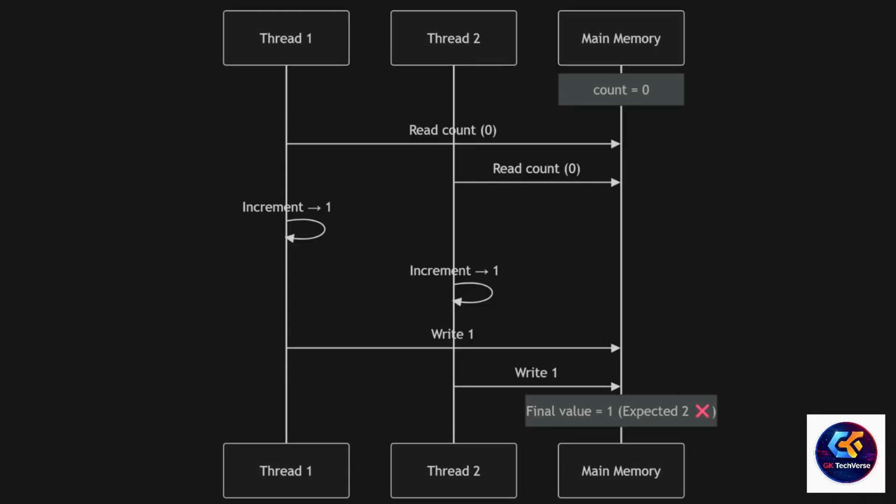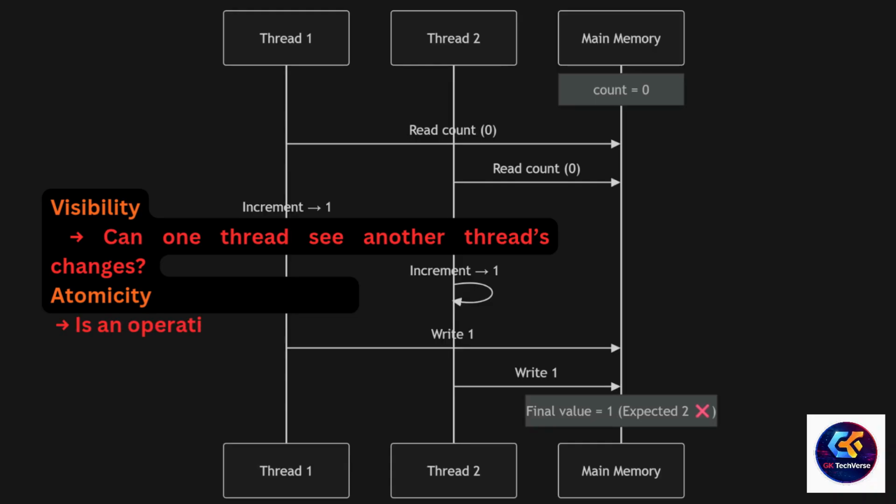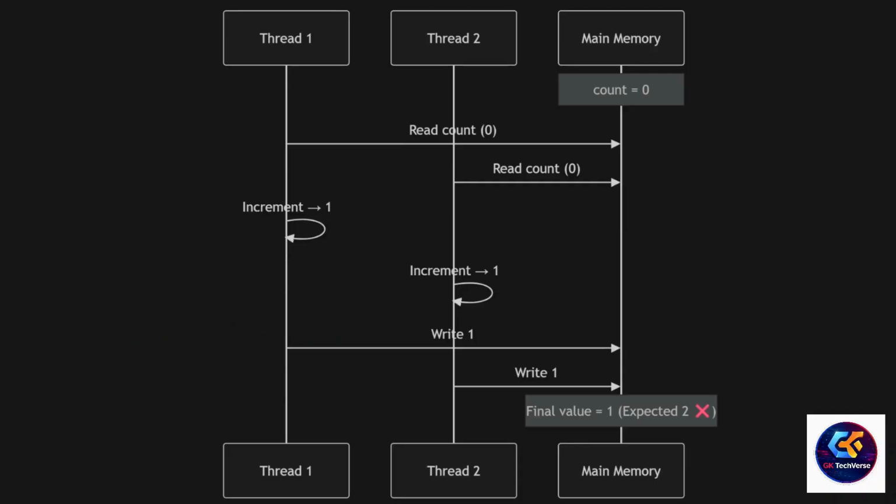Thread 1 reads count as 0 and stores it in its own cache. Thread 2 also reads count as 0 and stores it in its own cache. Now both think the value is 0, both increment, and both write back. One update is lost. So there are actually two different problems here. One is visibility: can one thread see another thread's change? The other is atomicity: is an operation indivisible? Volatile solves visibility only. Synchronized solves both. This is the foundation of everything.